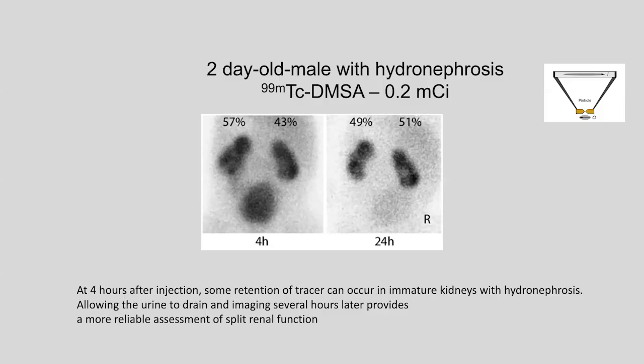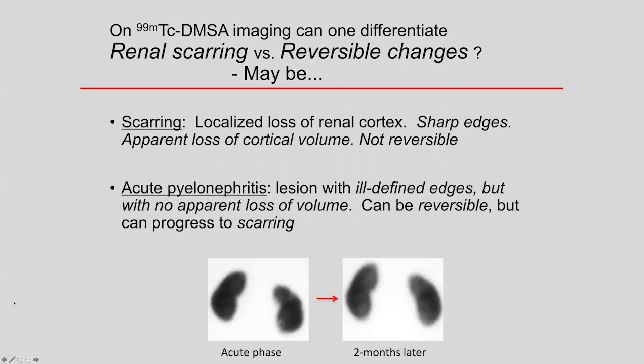So it's important to keep in mind that in very young patients or patients with poor function, it is possible, when looking for split renal function, to be misled. So it's best to wait longer, allow the tracer in the urinary system to drain, and then DMSA remains tucked into the proximal convoluted tubules, and you get a much better idea of split renal function.